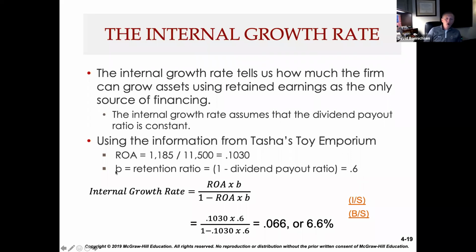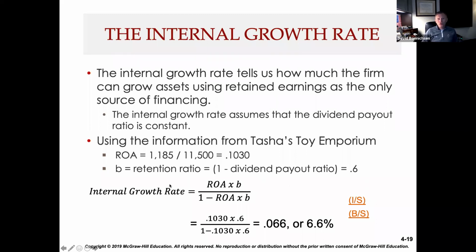Then we have this variable called b, the retention ratio. It's how much of our net income we are keeping for ourselves on a percentage basis. In the case of Tasha, she told us that our dividend payout ratio was 40%. Therefore, by definition, the retention ratio is 60%. Because if we're paying 40% out and we only have two choices to make, that means we have to be keeping 60% for ourselves.